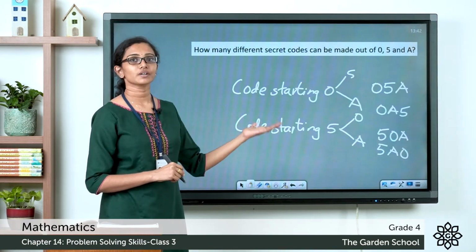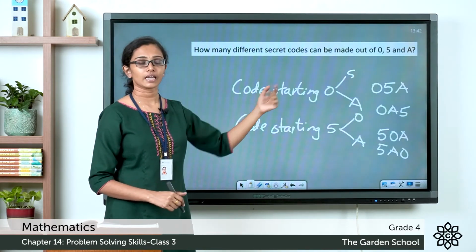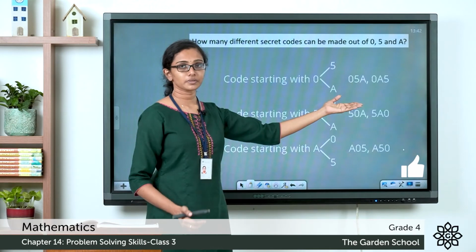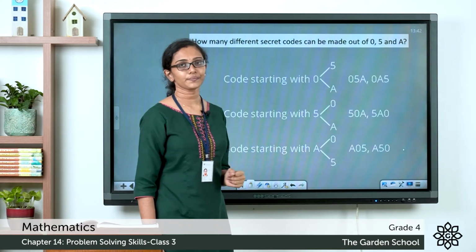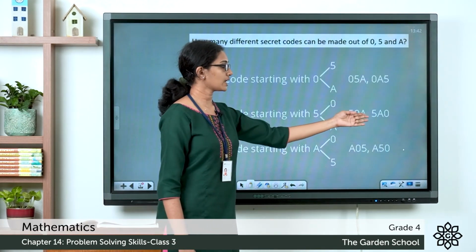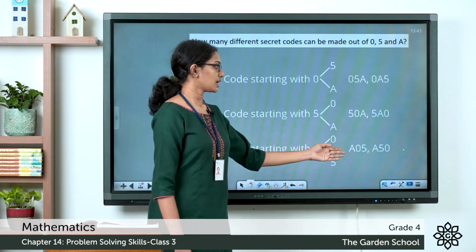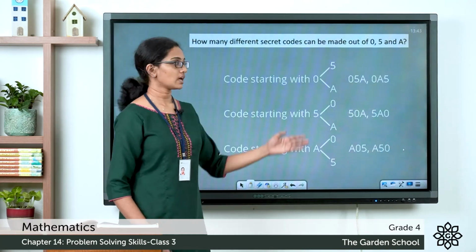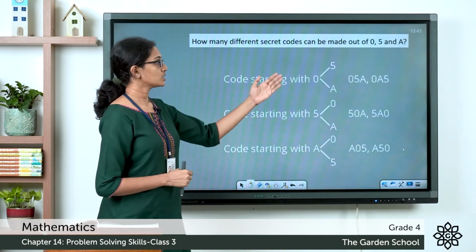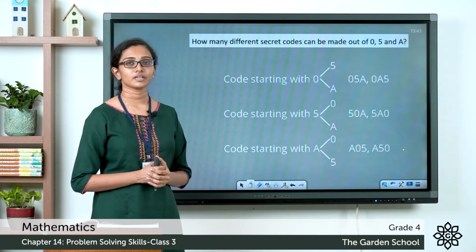We are trying to figure out the different possible secret codes which can be made using the two numbers 0 and 5 and A. So let's see the list once again. The codes starting with 0, you have two possible combinations, 05A and 0A5. Now starting with 5, you can have two possible combinations, 50A and 5A0. Now starting with A, the other two possible combinations are A05 and A50. So right now, we have listed out the 6 possible combinations using 0, 5 and A. The 6 possible secret codes using this combination.